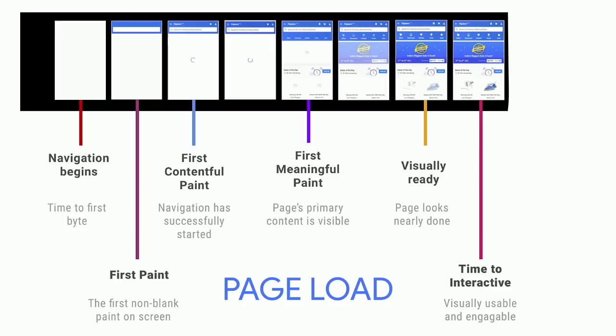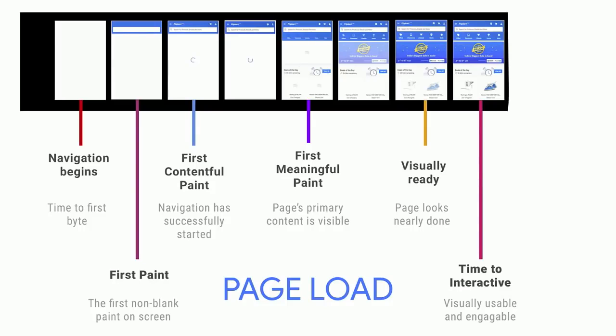So next up is visually ready, and then time to interactive. Just because something's painted on the screen doesn't mean it's actually usable. So we've all been to sites where everything's ready to go, and then you try and do anything, and nothing happens because JavaScript is actually spinning in the background, or something's still loading. Or you're typing an input, and then it nukes the input. Exactly. It just nukes it, and then you want to smash the screen.